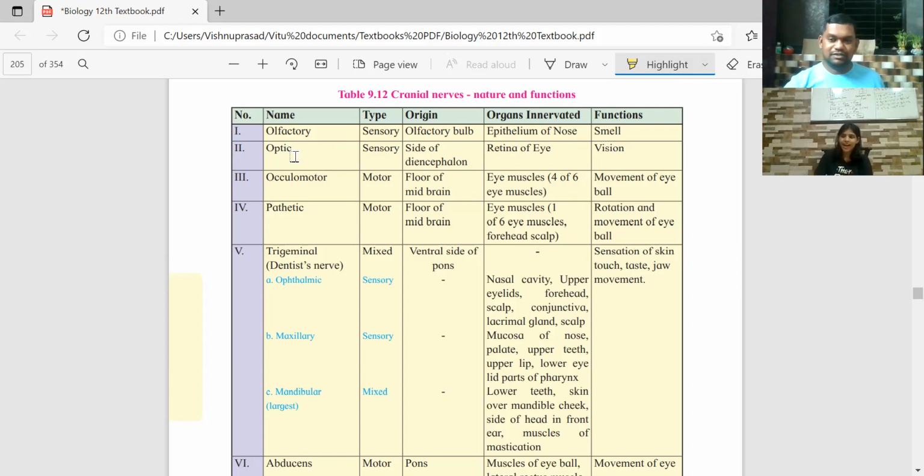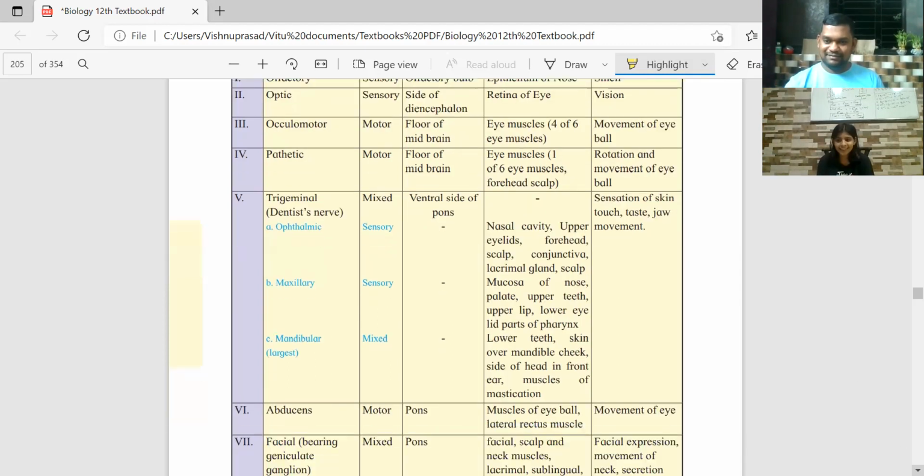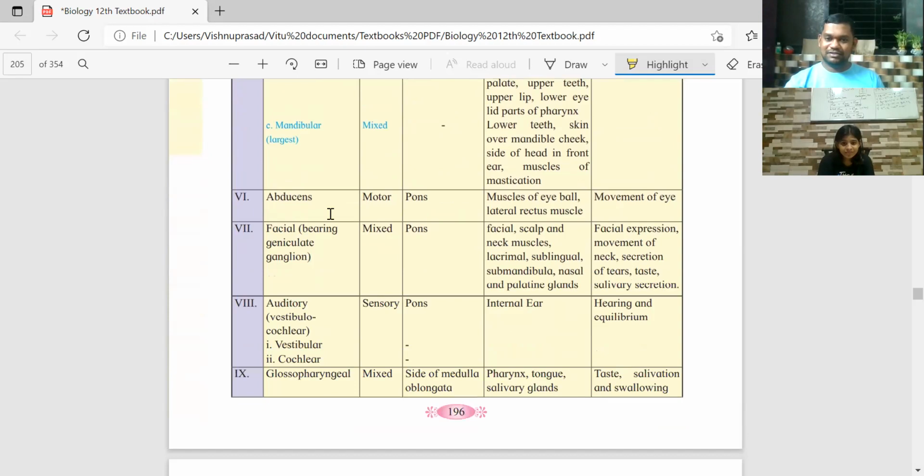So optic nerve, for example, supplies nerves to the retina of the eye. Similarly, pathetic nerve supplies nerves to the eye muscles. If you see abducens, it supplies the muscle of the eyeball. If you say auditory, the name itself says it is for the ears.